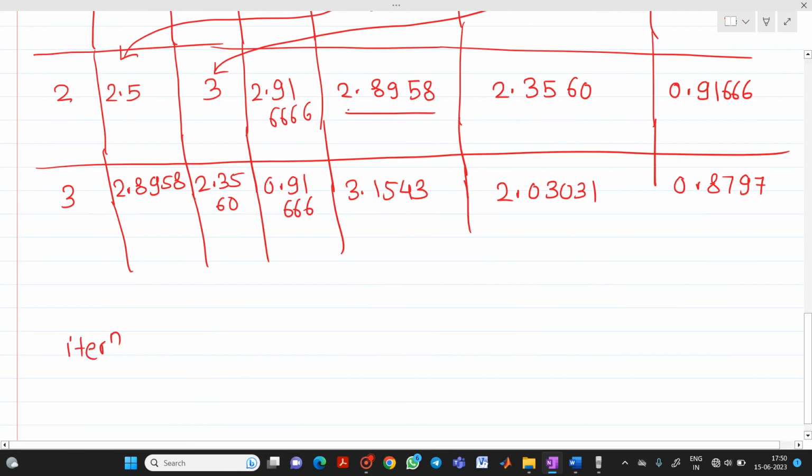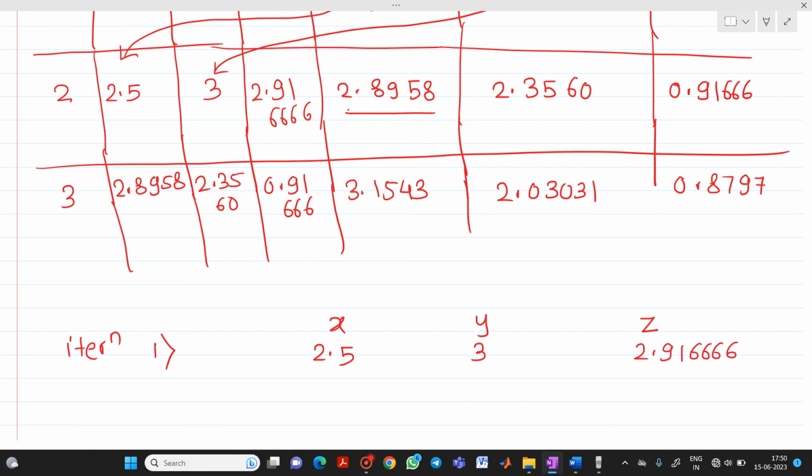But at the end you should always write your answers, because the examiner will not know what method you have adopted for solving. So the easy way, we will write it as x, y, z. At the end of iteration number 1, the answer was 2.5, 3 and 2.91666. At the end of iteration 2, it was 2.8958 for x, 2.3560 for y and 0.91666 for z.